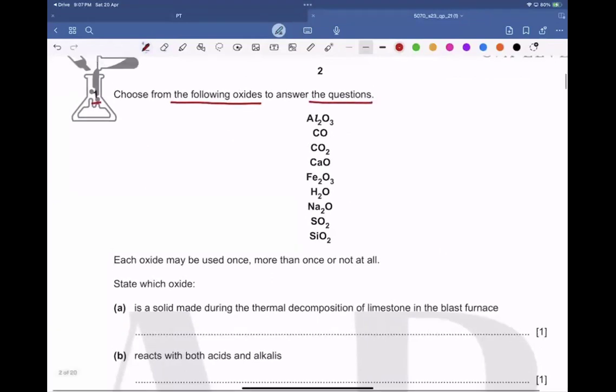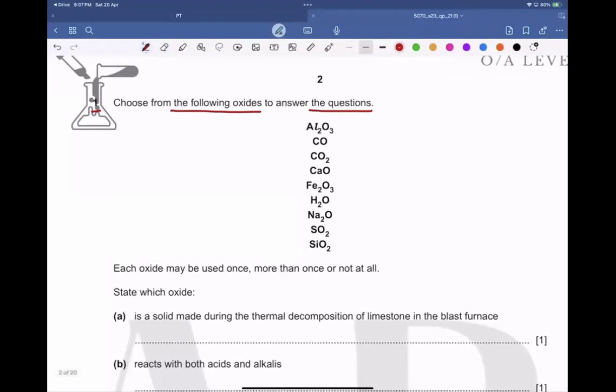Okay, let's recall about oxides first. There are four types of oxides: acidic, basic, amphoteric, and the last one, neutral.